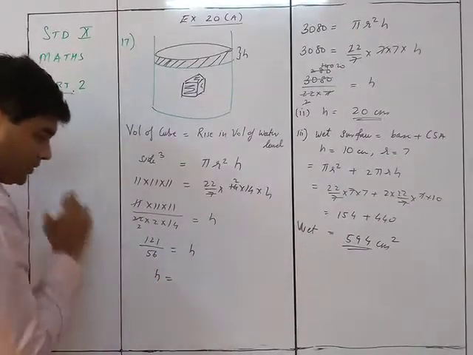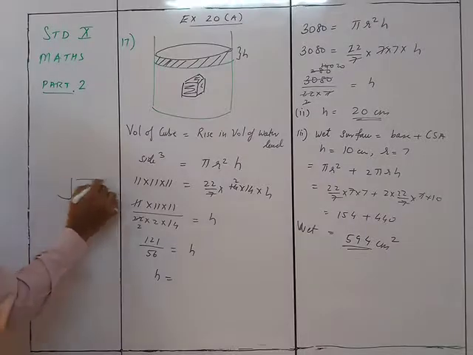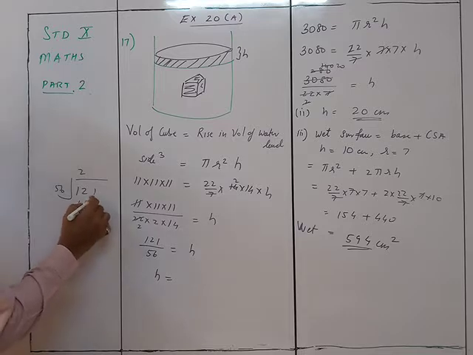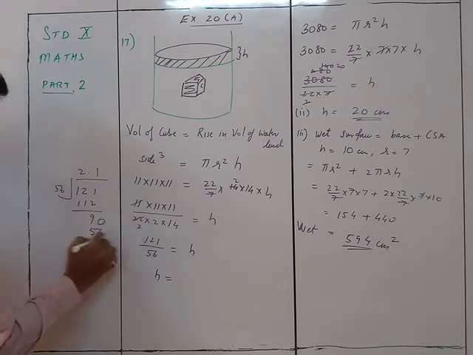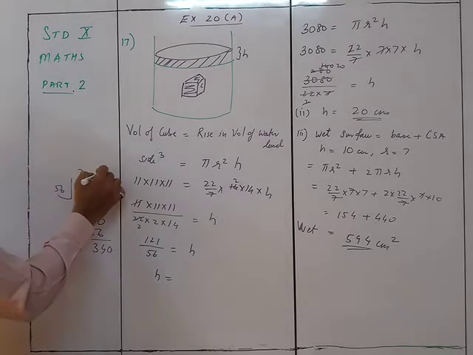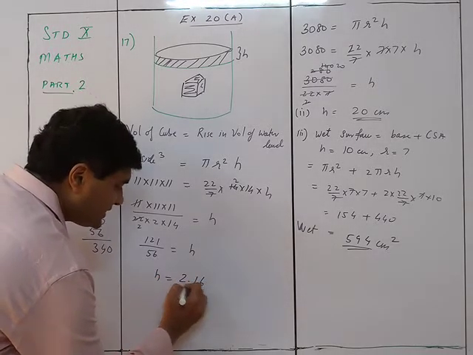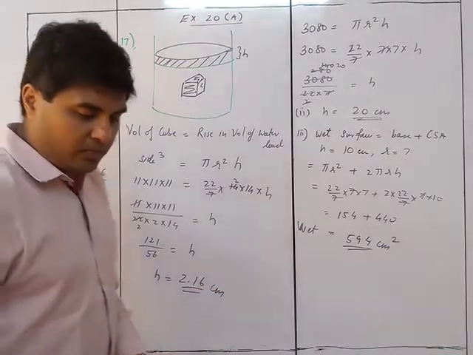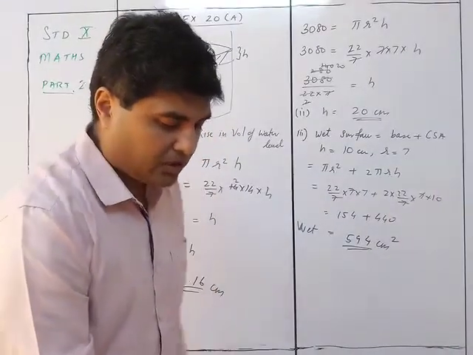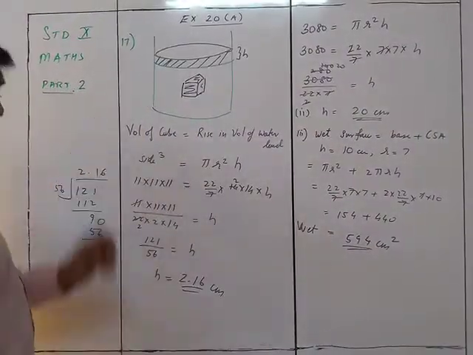So h will be equal to 121 divided by 56. 56 2s are 112. So that will be 9. So 90. So 2 point. So it will be 1 again. So 56. So that will be 4 and this will be 8. So 3. So 340. So that will be approximately 6. So 2.16. So it is 2.16 centimeters. So the rise in the level of the water will be 2.16. That's question number 17.